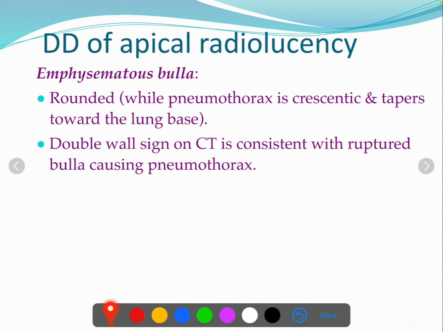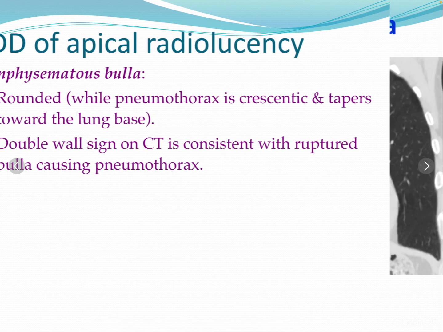Then they are talking about how it could be emphysematous bulla. But how will we differentiate it from emphysematous bulla? So they are telling that emphysematous bulla will be rounded, while pneumothorax is concentric and tapered toward the lung base. So it will taper toward the lung base, but the emphysematous bulla will not taper toward the lung base. And double wall sign on CT is consistent with ruptured bulla causing pneumothorax. Very very important. If this bulla is ruptured and it is causing pneumothorax, then there could be double wall sign in the CT. Very very important.